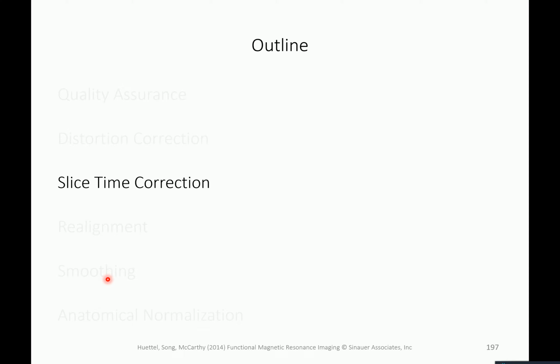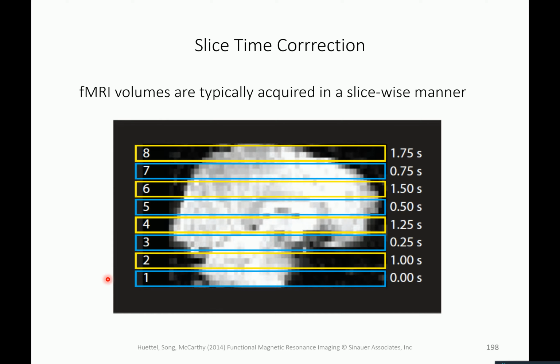Good, so quality assurance, distortion correction done. Next, slice time correction. So what does that refer to? As you might recall, and as we will also discuss again, MRI volumes, so 3D images, are not acquired in a standard setting all at once. That would be 3D imaging, or as people also call it, one-shot imaging, which happens, and one can do it, but it's still not the most common thing.